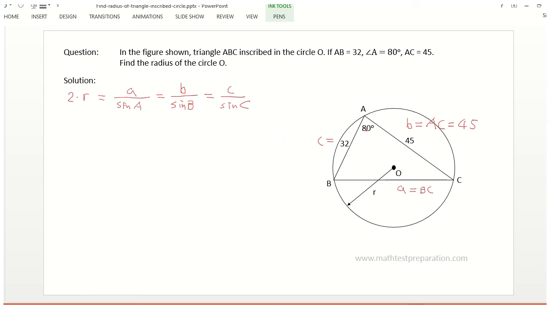Because we are given the angle A is 80 degrees, so we are going to use the formula 2 times R, R is radius, equals to a divided by sine A. Now we are going to find the BC. To find the BC, we are going to use the cosine law. BC is opposite the angle A. So we are going to use the cosine law.